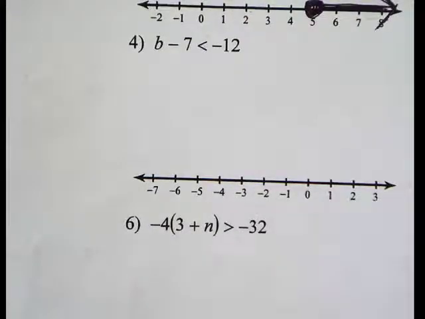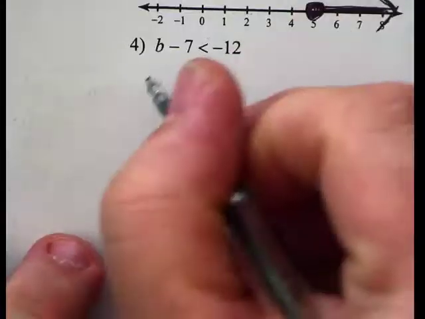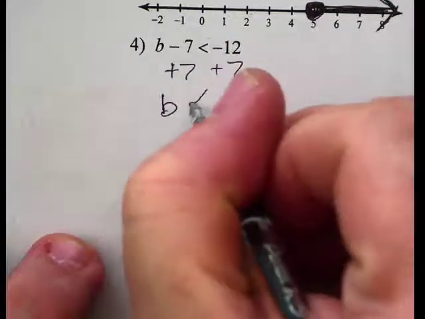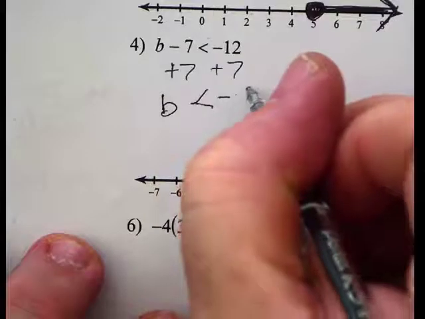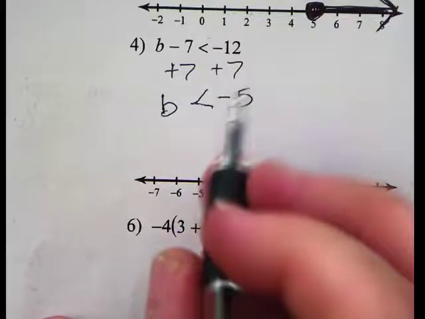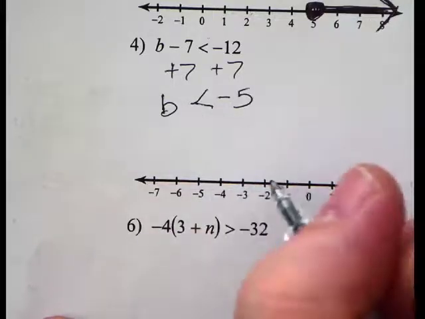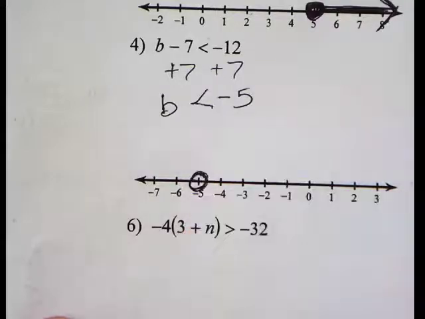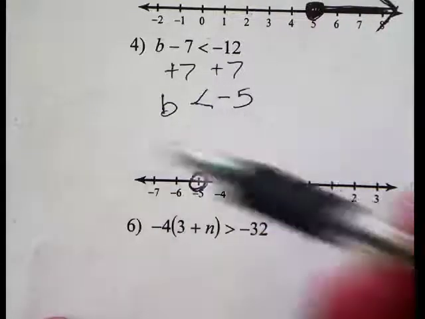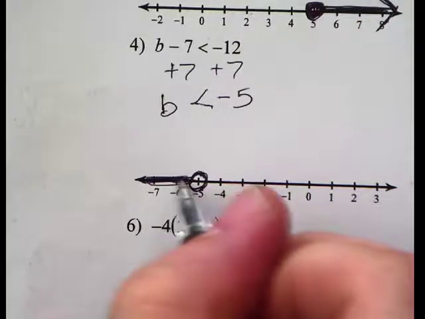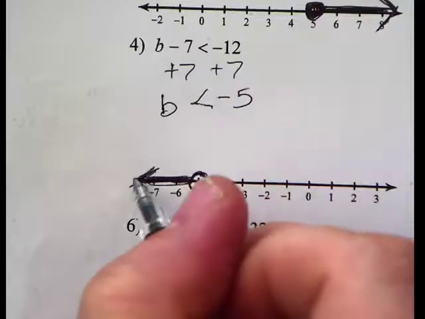Okay, number 4. B minus 7 is less than 12. We're going to add 7. Add 7. We have B is less than negative 5. Watch your negatives and positives. There's no equal sign, so I know that's going to be a hollow circle, and it's pointing to the left, saying to shade everything less than. So I'm going to shade everything less than.